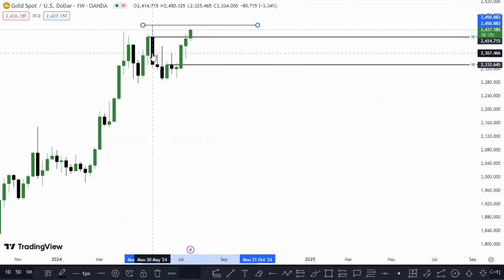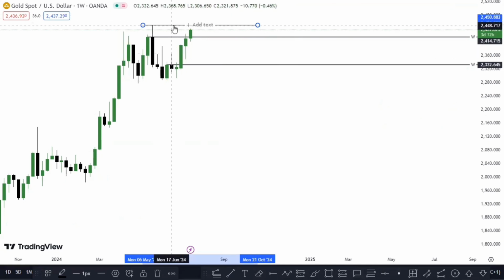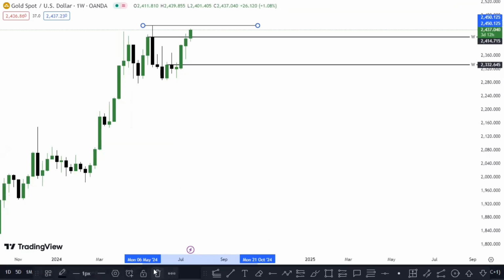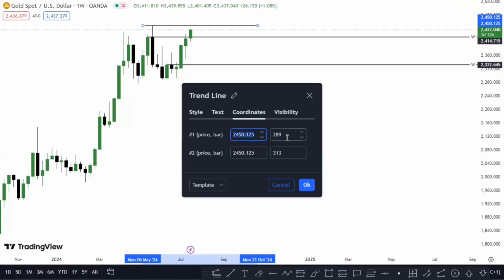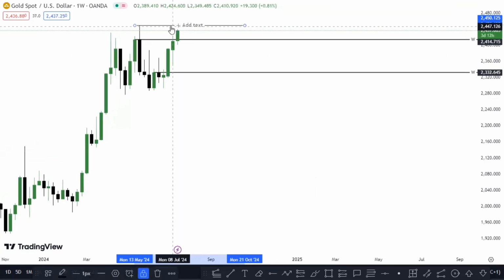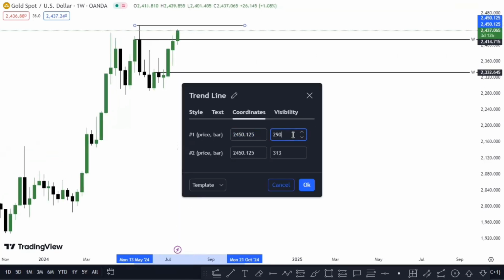So let's check the highest price, 2450.125. Then I'll lock it. First of all, I have the coordinates 290. I guess it's not even 290, it's 291 for the coordinates.